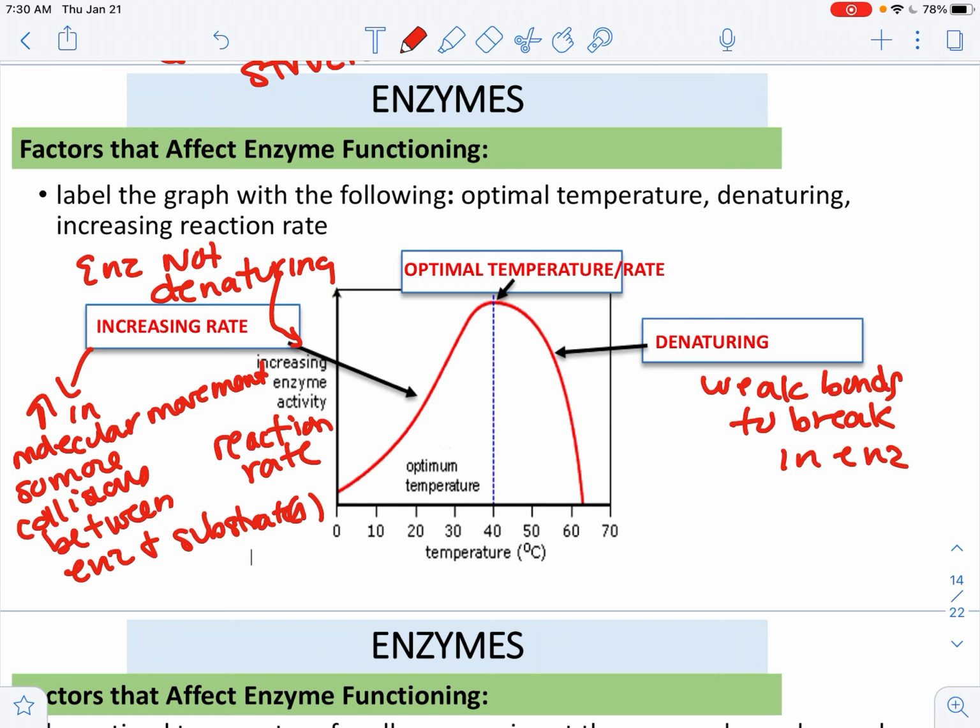in the enzyme, and that's causing it to denature or fall apart. And so the enzyme activity over here decreases because the enzyme falls apart. It decreases over here just because molecules are moving slowly. Okay.